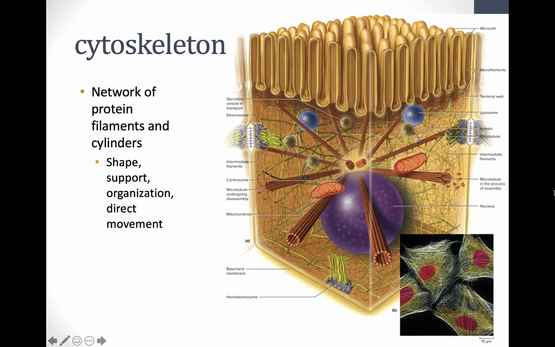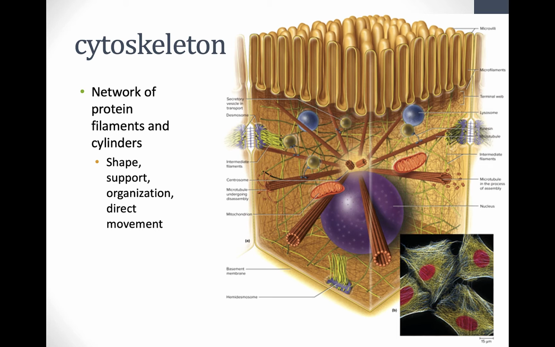So now we're going to go through each of the different structures inside of the cell, the different organelles. And what I expect you to be able to do is to know what the organelles are and what their main functions are. So the cytoskeleton, the word cyto means cell, and then skeleton, you probably know what a skeleton does, but your skeleton helps support you, give you shape, helps you move.